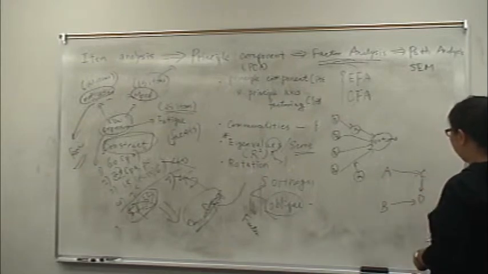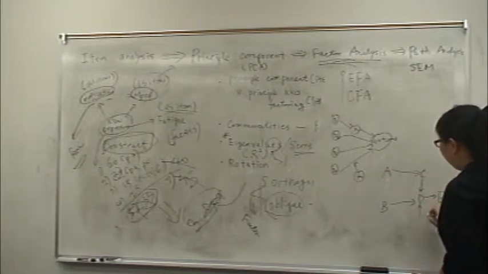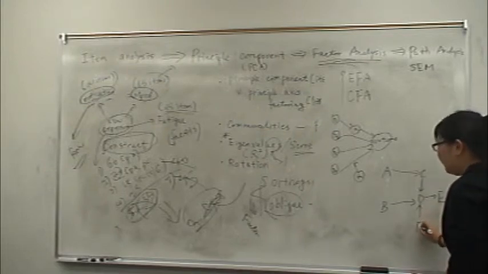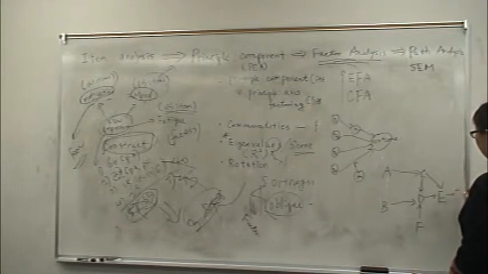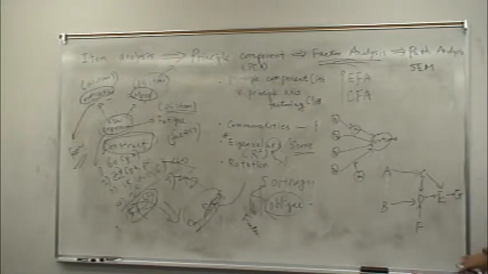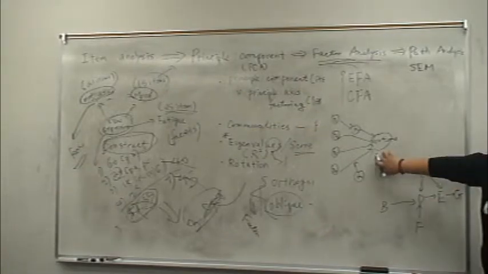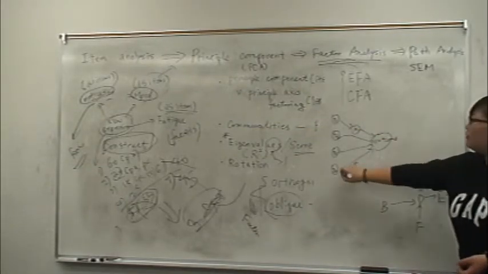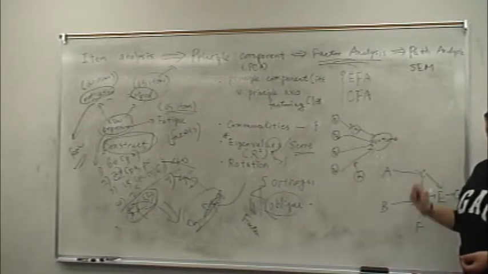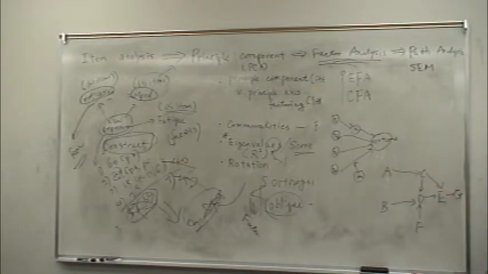B also goes to D, and then D goes to E, and D is also coming from F, and then C goes to E, and then finally goes to G. So you see, it's much more complicated than multiple regression. Multiple regression only has one path, from this point to this point, and doesn't have any turnings. So this will be a path analysis or structural Bayesian modeling, it looks like.